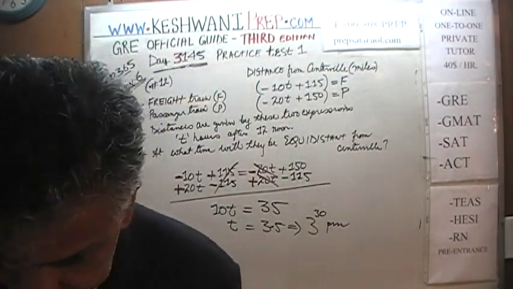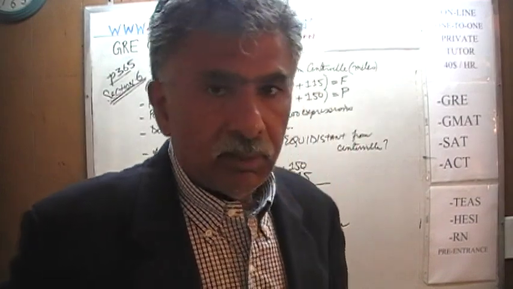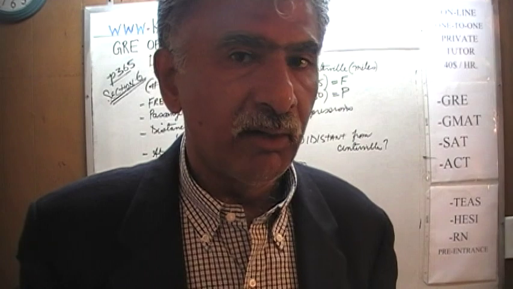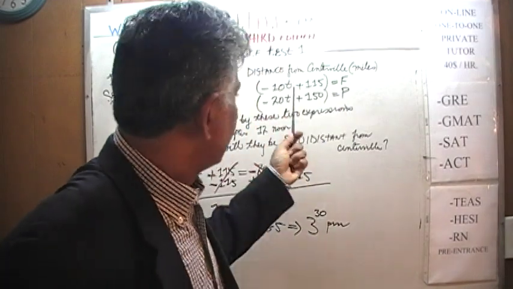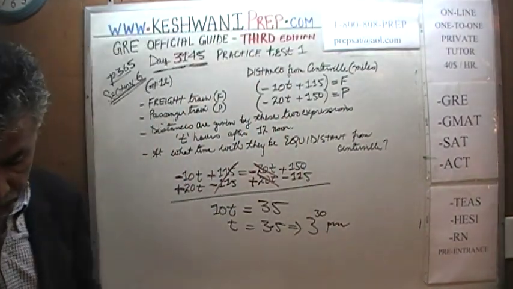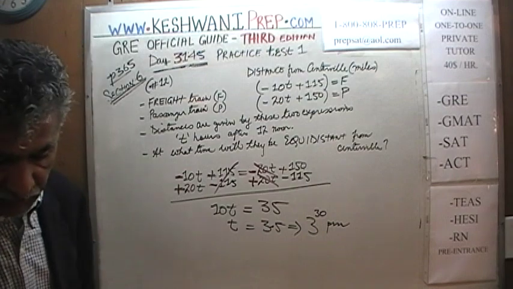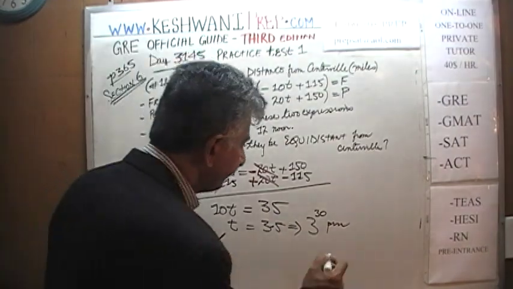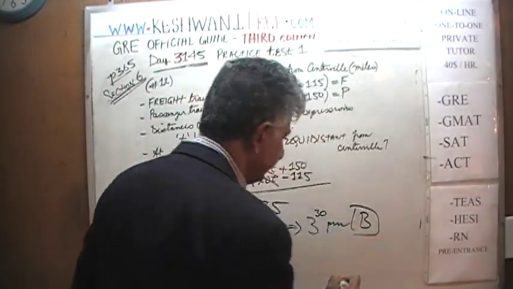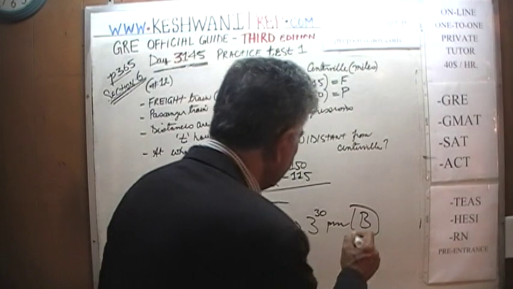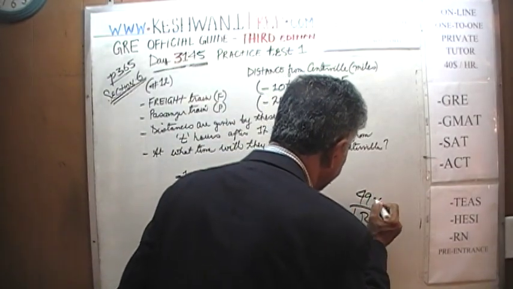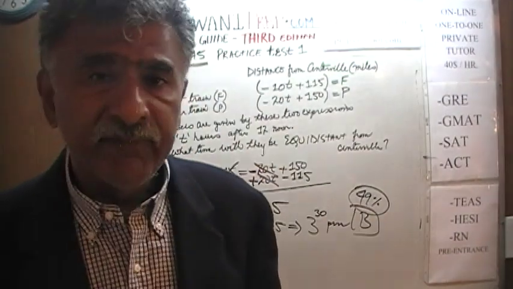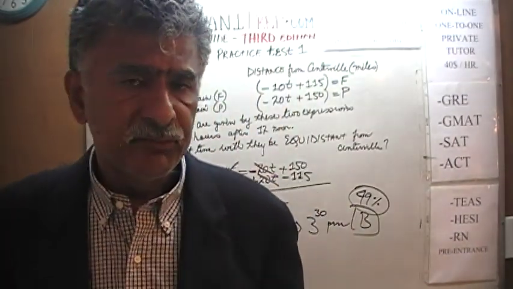Do you understand? So at 3:30 in the afternoon, they will be equidistant from Centerville, regardless of which direction they are coming from, based on these two expressions. That's all we have done. 3:30 in the afternoon is the answer. If you're curious which letter the answer is, the answer is B. If you're curious what the percentile was here, it was 49 percentile. About half the people got it right. As far as the problem and the exam are concerned, we are done.